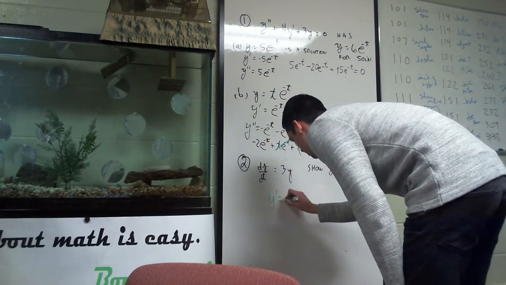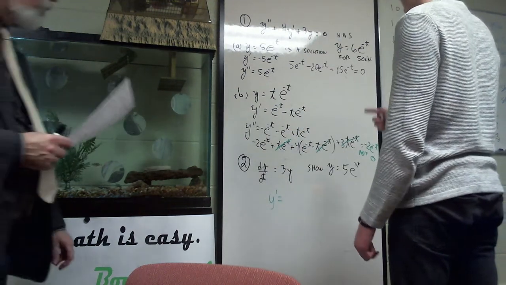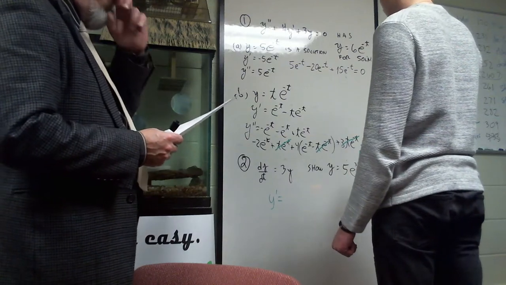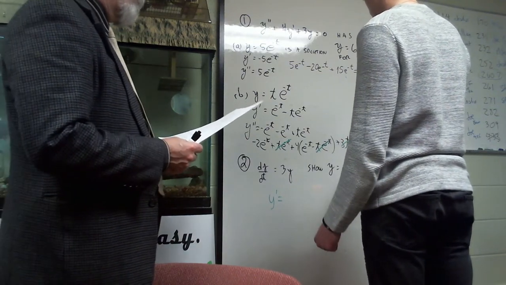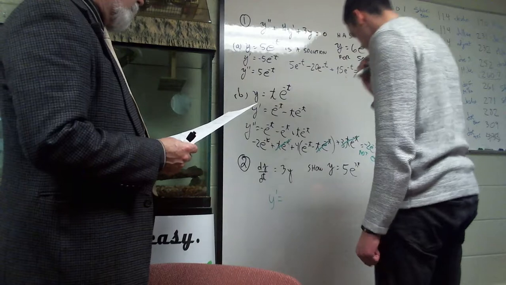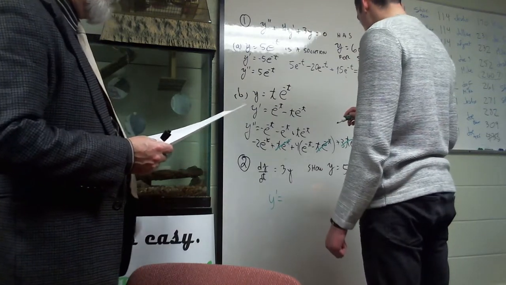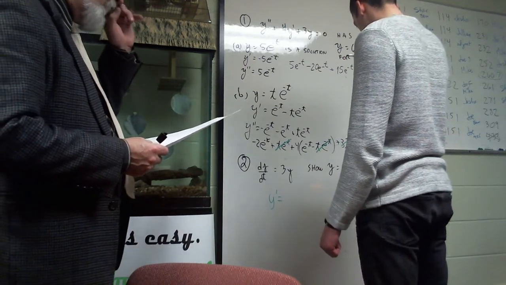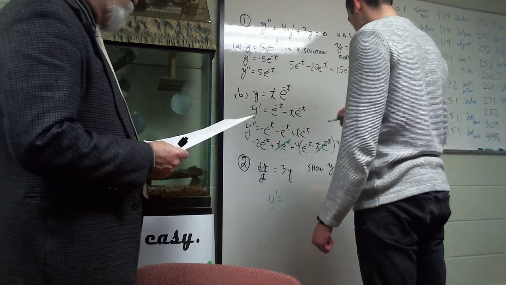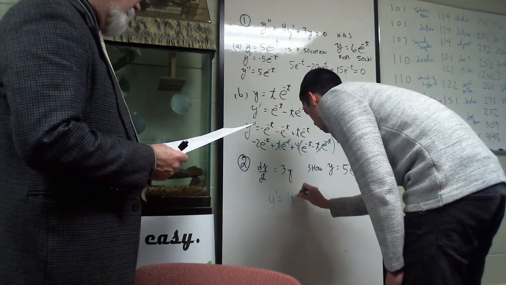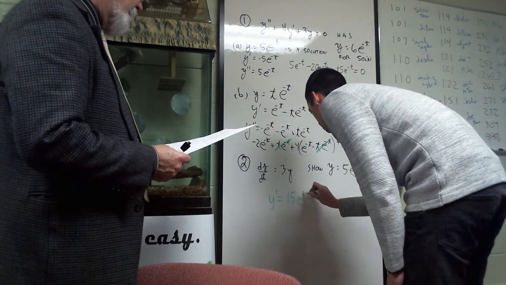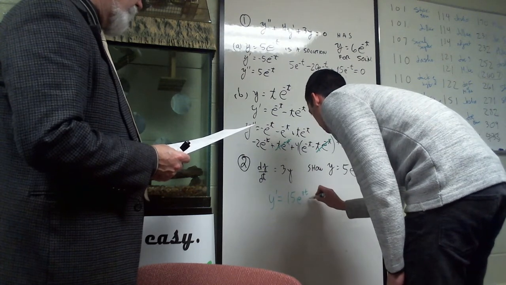Y prime is the first one times the second one, so that'll just be e to 3t, right? Well, the 3 comes down and multiplies, though, the derivative of the power. So you're going to get a 15. The first derivative is going to be 15 e to the 3t. Yep. Right? And what's 3 times y?